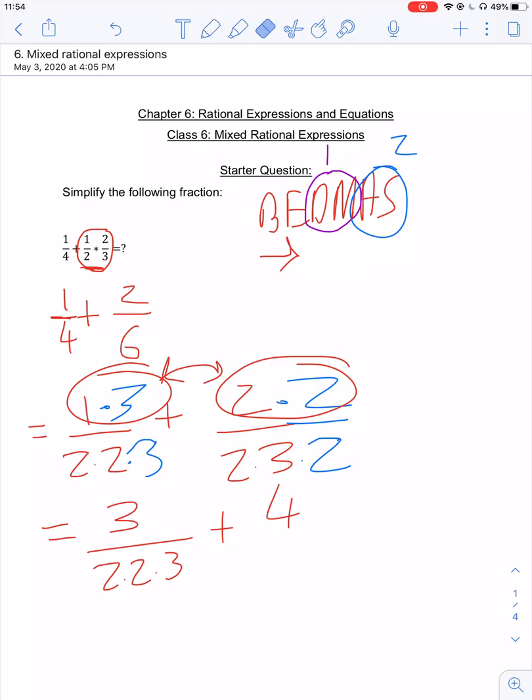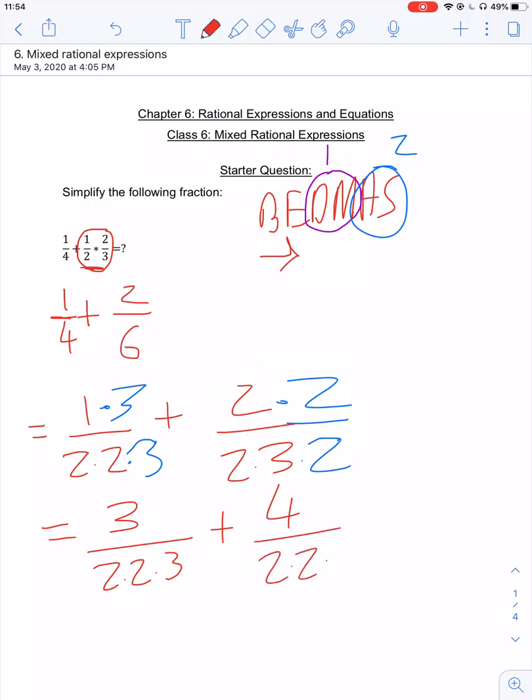So you're going to have to multiply first, and then simplify if it's possible. This is still 2 times 2 times 3. I'm just putting it in increasing order. Now, because I have the same denominator, I can just add my numerators. So my final answer will just be 7 over 2 times 2 times 3.